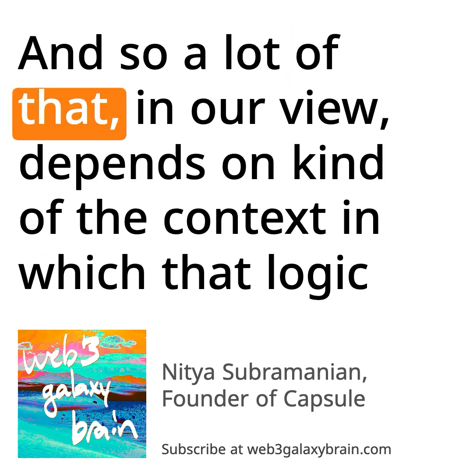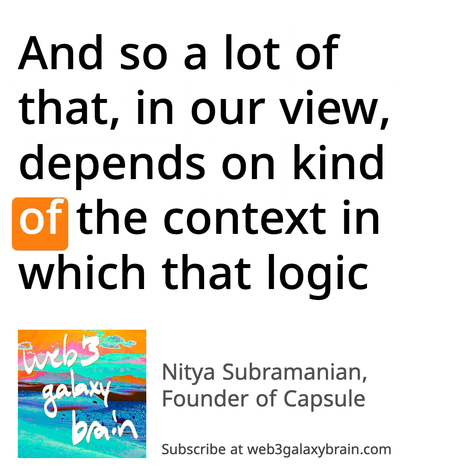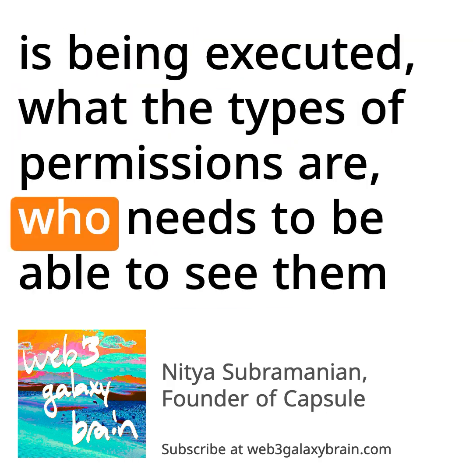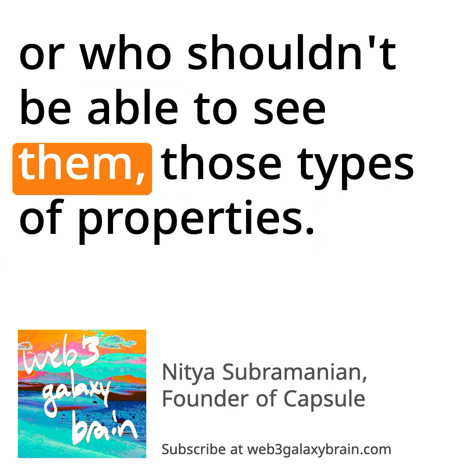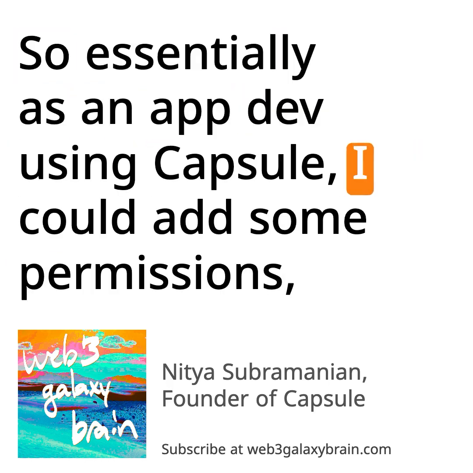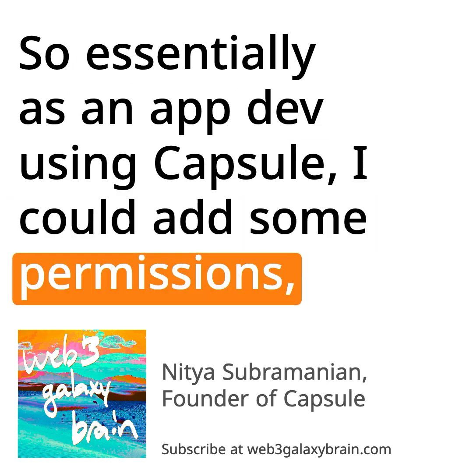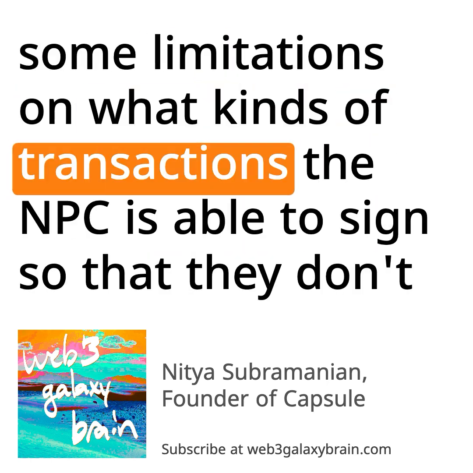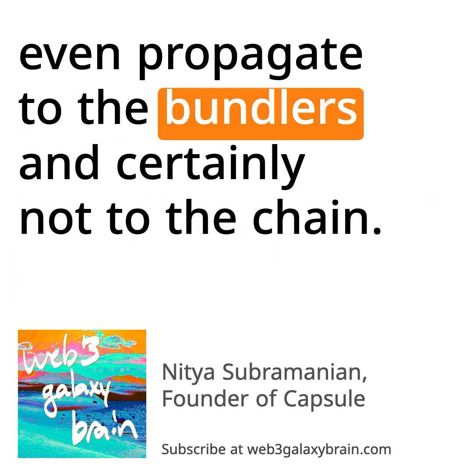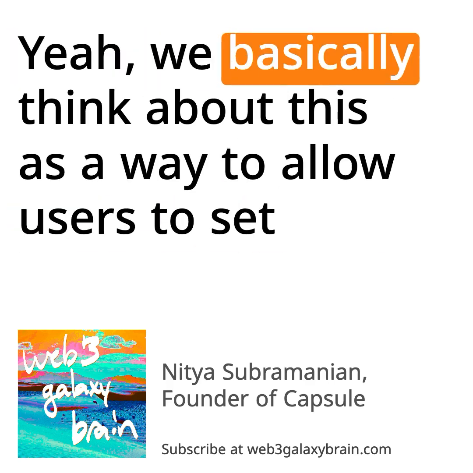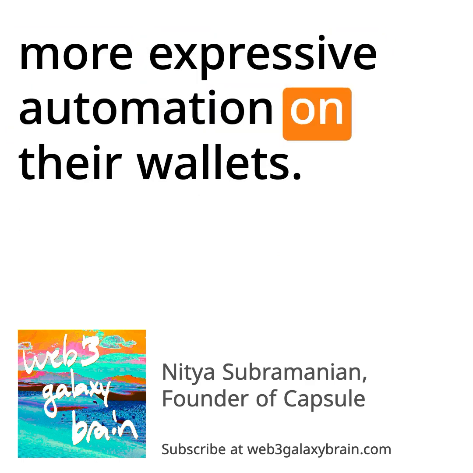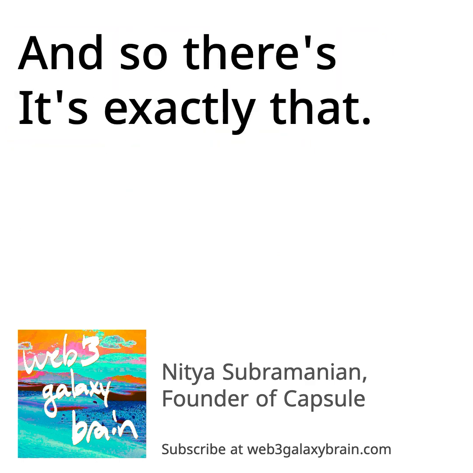A lot of that, in our view, depends on the context in which that logic's getting executed, what the types of permissions are, who needs to be able to see them or who shouldn't be able to see them, those types of properties. So essentially, as an app dev using Capsule, I could add some permissions, some limitations on what kinds of transactions the MPC is able to sign so that they don't even propagate to the bundlers and certainly not to the chain. Yeah, we basically think about this as a way to allow users to set more expressive automation on their wallets. And so it's exactly that.